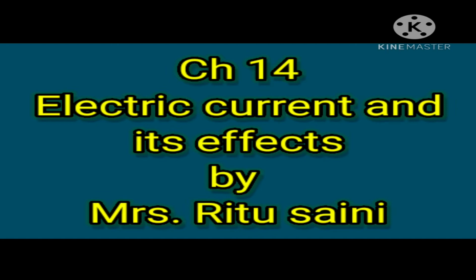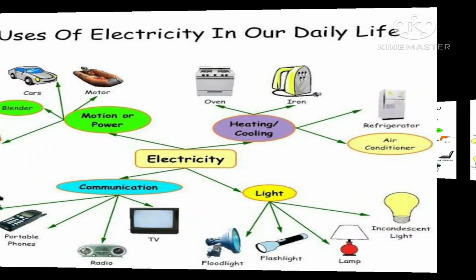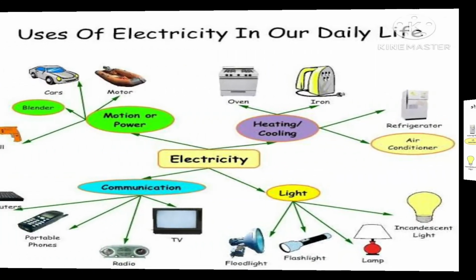Hello students, today we are going to learn about electric current and its effects, which is chapter number 14 of your science book. Children, electricity is the most convenient source of energy.